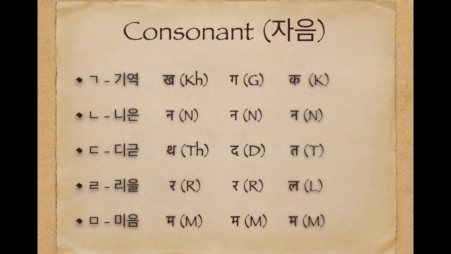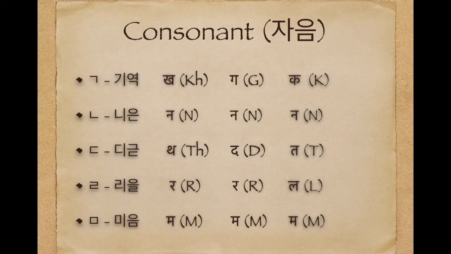Let's come to the fourth character, real. When real appears in the beginning of any word, it is pronounced as r. And when it appears in the middle part, the pronunciation will be the same, r. And when real appears in the last part as a past chain in any word, it is pronounced as l.